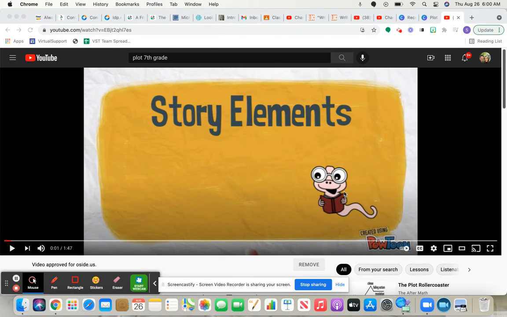So, in this lesson, we're going to break that down a little bit further. We're going to talk about something called plot. And I know that you guys learned about this last year in sixth grade. So, the plot of a story is essentially the beginning, middle, and end, but with a little bit more detail to it. So, we are going to play this short video, and I'm going to pause it every now and then.